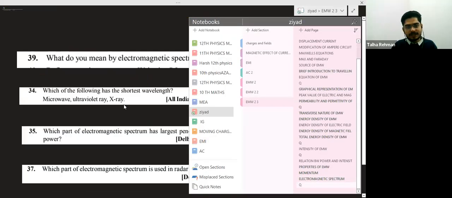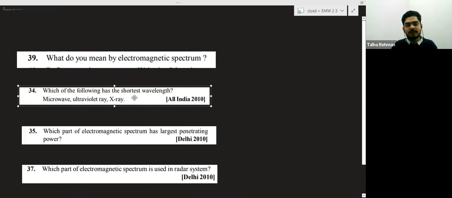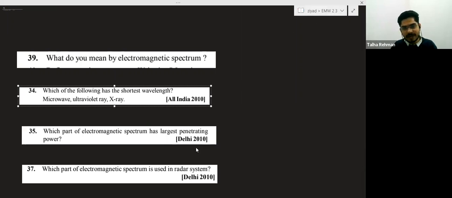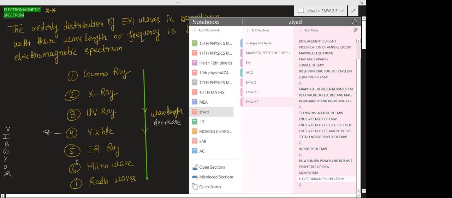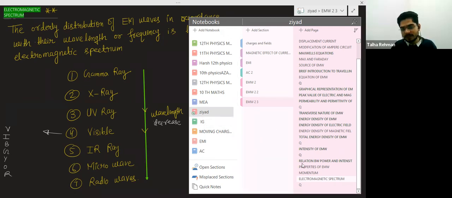After that, if they ask which of the following has the shortest wavelength, from this order you can easily crack this question. Shortest wavelength. The wavelength is decreasing, so basically the microwave will have the shortest wavelength.